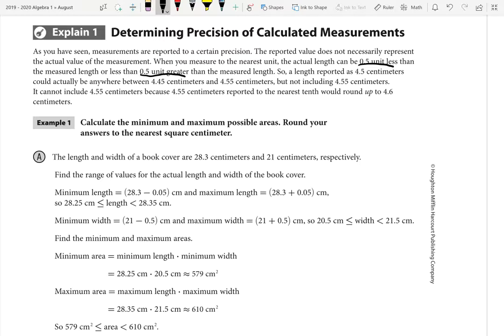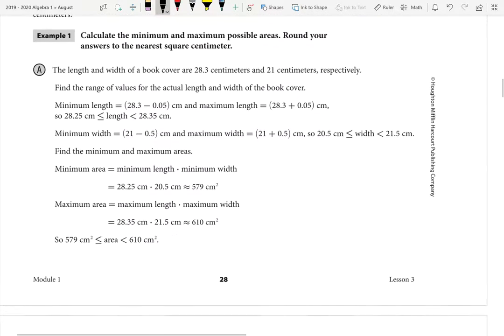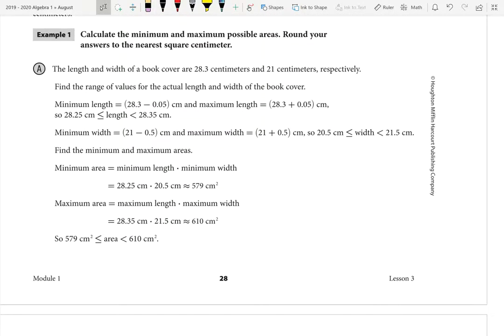4.55 centimeters. It cannot include 4.55 centimeters because 4.55 centimeters reported to the nearest tenth would round up to 4.6 centimeters. Calculate the minimum and maximum possible areas. Round your answer to the nearest square centimeter.